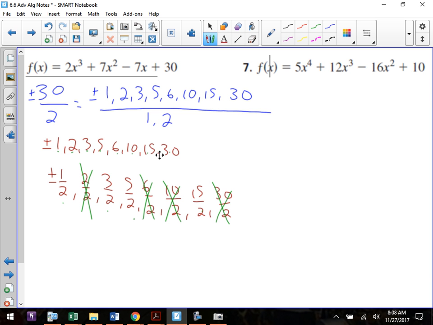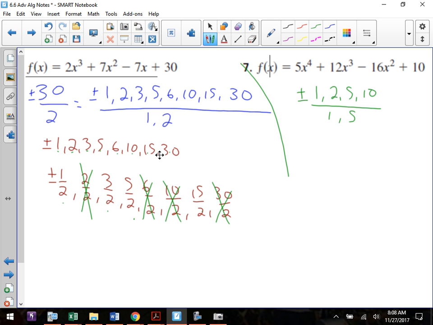And the last one there is 5x to the 4th, 12x cubed, 16x minus 16x squared, and a 10. Does this listing of possible zeros change, do you think, if you're missing a term in the polynomial? Nope, not at all. Because if you look at it, what's your tail? Your tail's still a 10. Your front term's still a 5. So you have all your factors of 10 divided by your factors of 5. This one's a lot easier. You get 1, 2, 5, 10 over 1, 5.